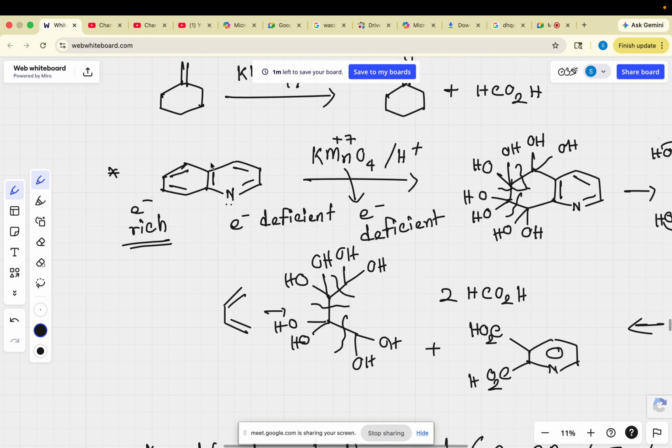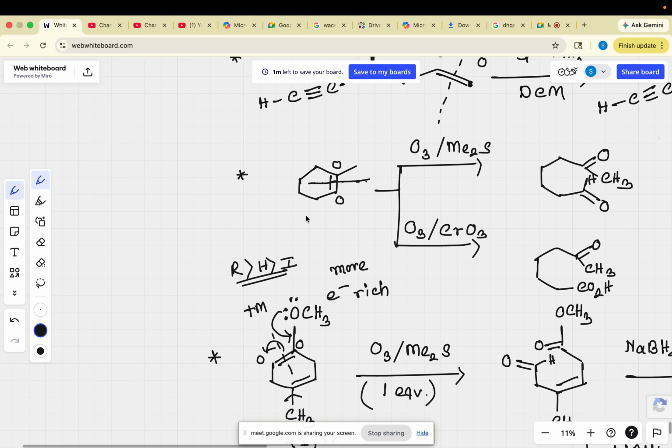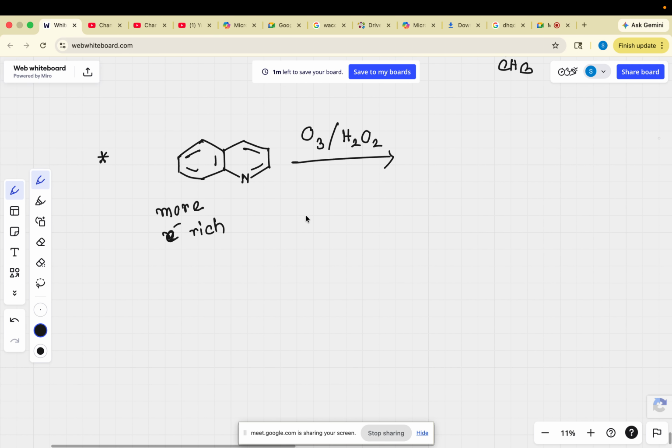Okay, so here this nitrogen lone pair is not in conjugation, so it is showing a minus I effect, and that's why this pyridine ring is becoming electron deficient. Benzene ring is more electron rich. So here also the same thing. Ozone is basically electron deficient, and this is your electron rich ring.